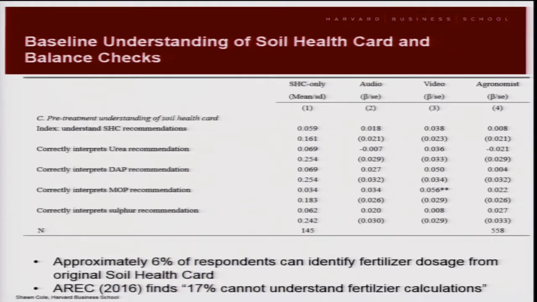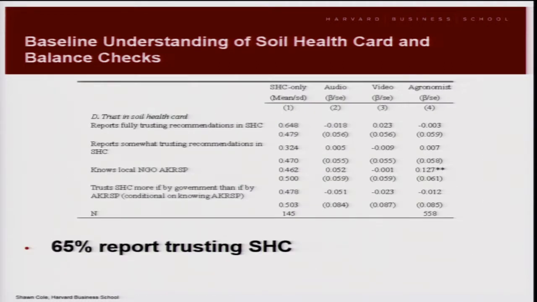This is a test of balance. So we randomly assigned people to just get the soil health card, get the soil health card plus audio, plus video, or plus the agronomist. And the experiment was balanced. There's not a lot of systematic variation.